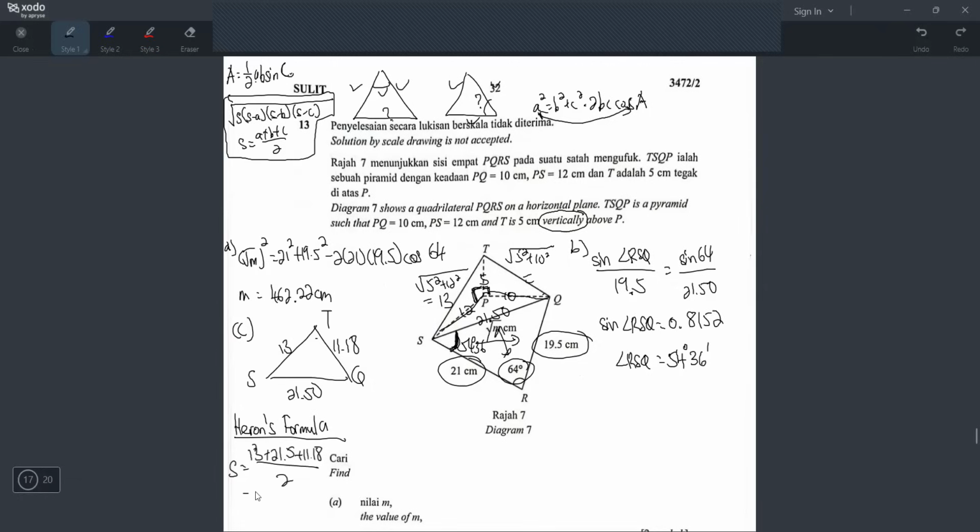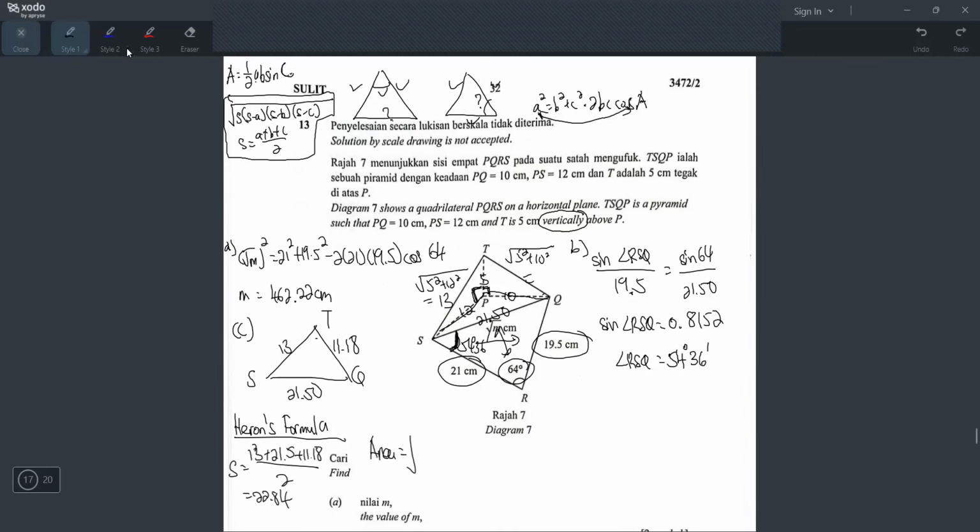So let's press this and see what I get. 13 plus 21.5 plus 11.18. Okay, my calculator gives me 45.68. Wait. Did I press it correctly? Seems wrong. So 13 plus 21. Oh, I haven't divided by 2. Okay, sorry. Okay, 22.84. So that is the S. And now you can proceed with your area using Heron's formula.